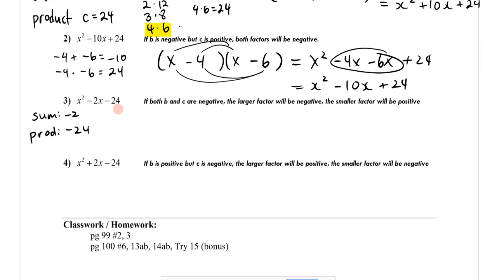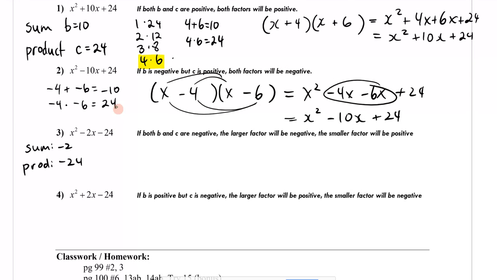So with a little bit of trial and error, again, you can write out the factors again. So here, I'm going to have a large factor that will be negative and a small factor that will be positive. So I'm going to write out the positive factors, 1, 2, 3, and 4, and the negative factors of negative 24, negative 12, and negative 8, and negative 6. Then you check which ones. Now all these pairs of numbers do multiply to give me negative 24, but which pair of numbers will add up to give me negative 2?